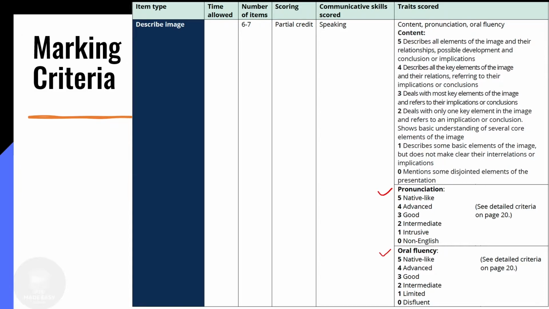When it comes to the content of a describe image, remember your job is to describe all the elements of the image and their relationships and possible developments and conclusion or implication. It is very important that we give a conclusion. Now I know these image types look a lot like IELTS Writing Task 1 in the academic test, where we are not supposed to give a proper conclusion.